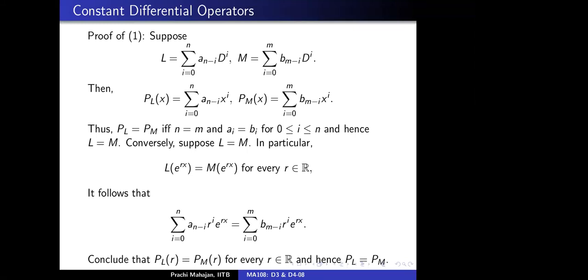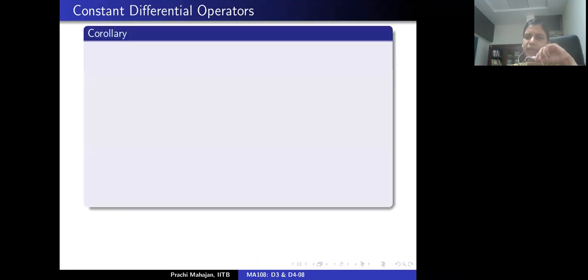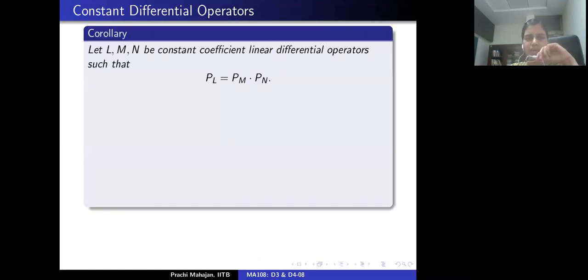So then let's go ahead. What is useful is that when we associate a polynomial, you can appeal to the factorization. You factorize the characteristic polynomial, and that helps in constructing a basis of solutions, right? So let's summarize. Suppose that I have three constant coefficient linear differential operators.